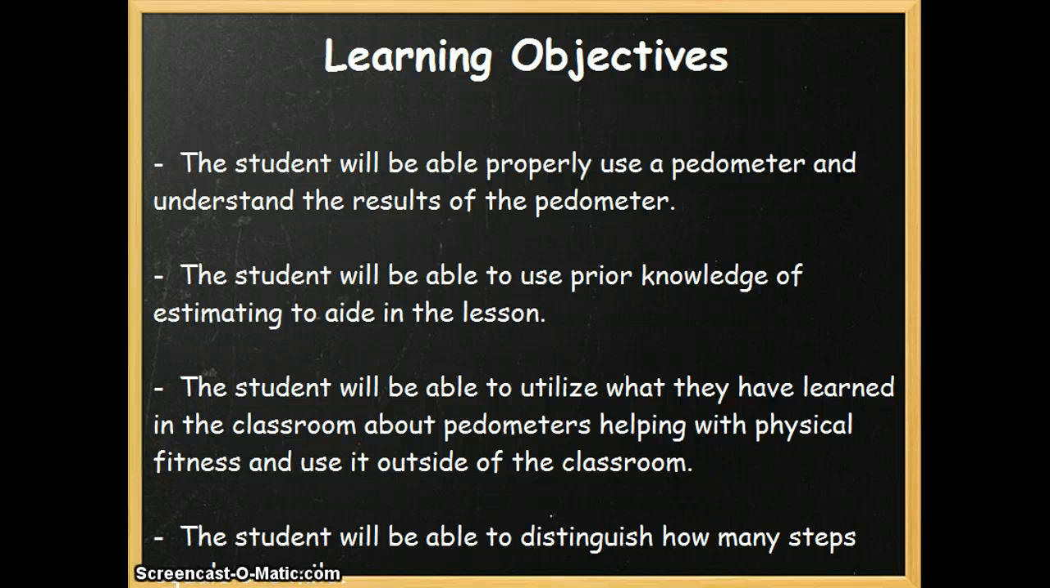The learning objectives for this lesson include that the student will be able to properly use a pedometer and understand the results of the pedometer. The student will be able to use prior knowledge of estimating to aid in the lesson. The student will be able to utilize what they have learned in the classroom about pedometers, helping with physical fitness, and use it outside the classroom. The student will be able to distinguish how many steps equals 1 mile.